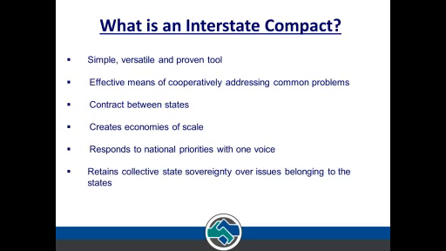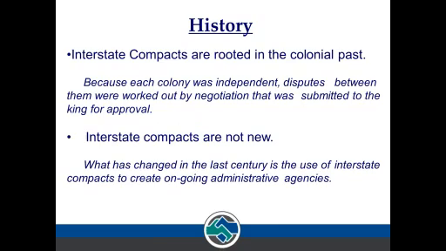So I think the last line of this slide sums it up best as we talk about compacts, in that they allow states to retain collective sovereignty over issues belonging to the states, and yet achieve the uniformity that sometimes folks think can only be achieved through federal action, and that's really not the case. A compact is an alternative, and in many cases, state governments feel a better choice. Let's go to the next slide.